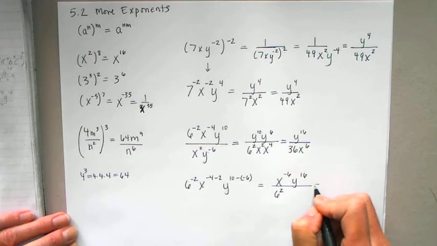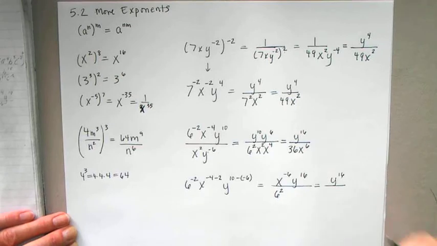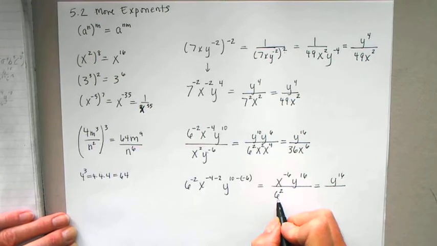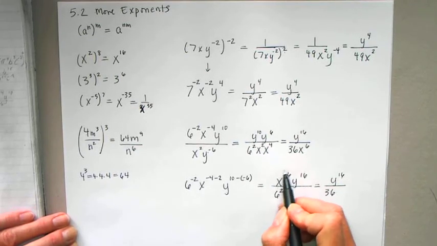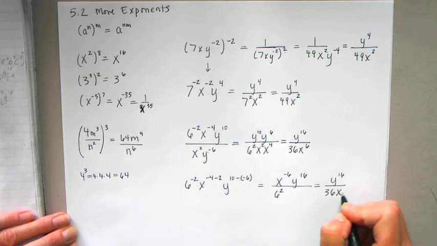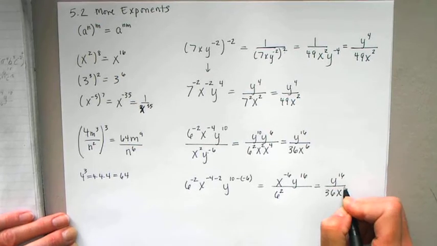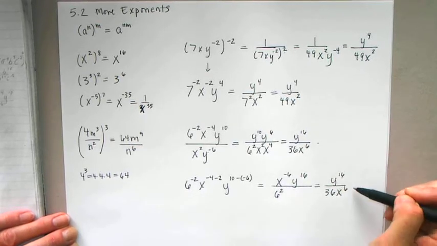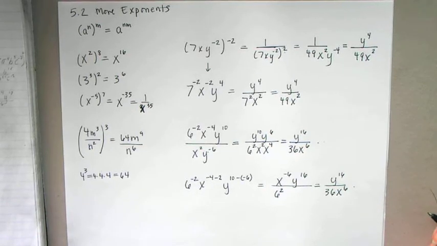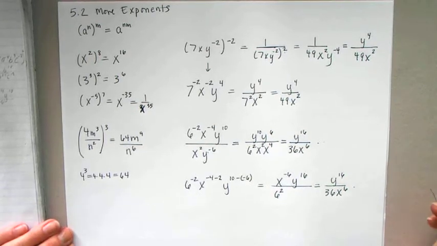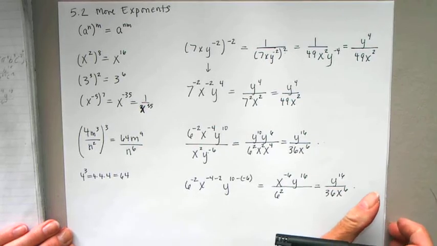But I have to go another step, so I'm going to leave my y to the 16. I'm going to go ahead and do 6 squared, which is 36, and then I'm going to move this negative exponent to the bottom and make it positive 6. And you can see that we got the same answer, so we know we're right. It's a really good option, if you're not sure, to try both ways.